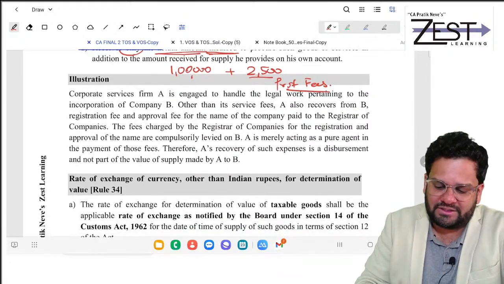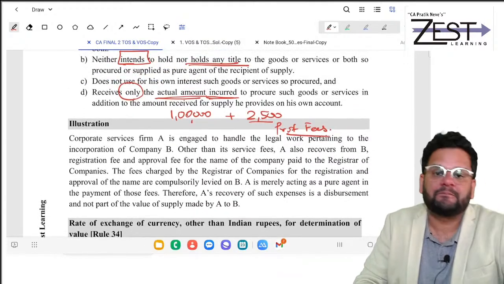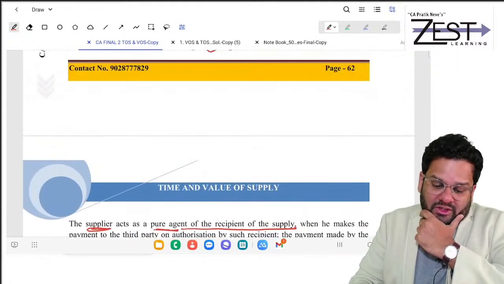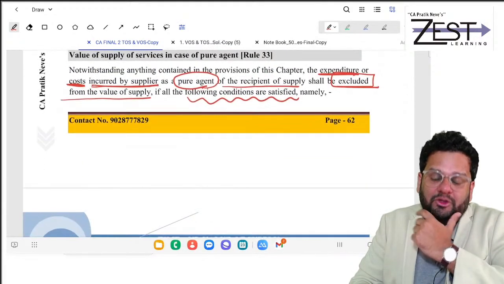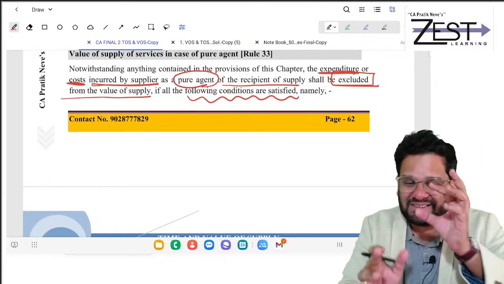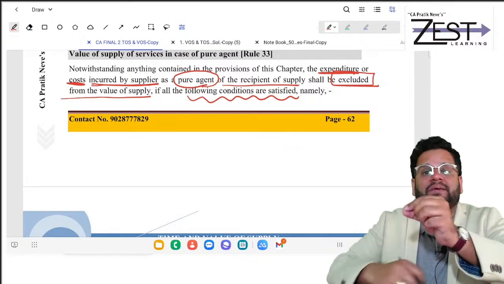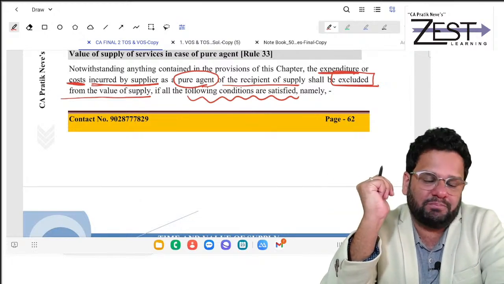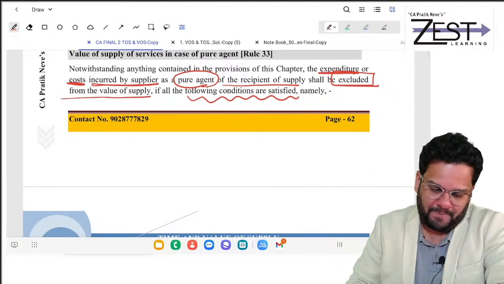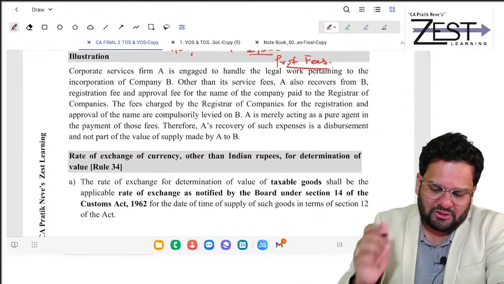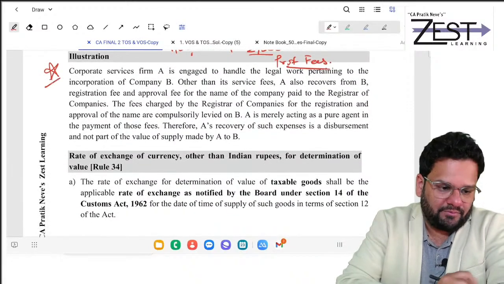Did you all understand? Ashima ji, did you get who can be called as pure agent? Any supplier who is incurring some amount on behalf of recipient of supply is actually a pure agent. Okay, here also I have given you one illustration.